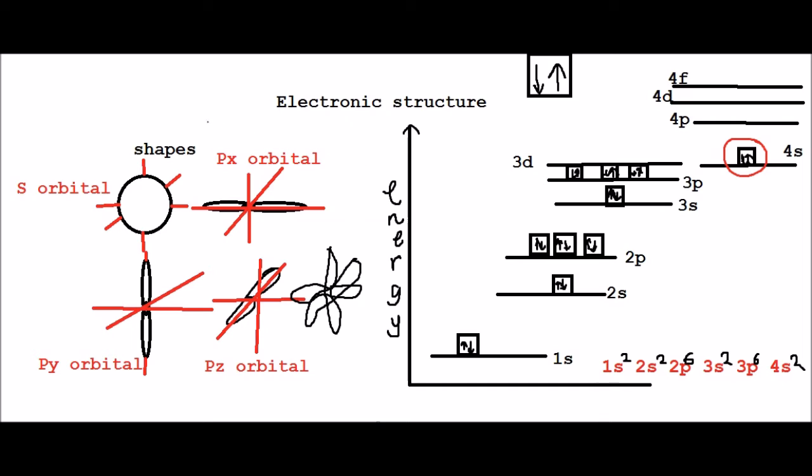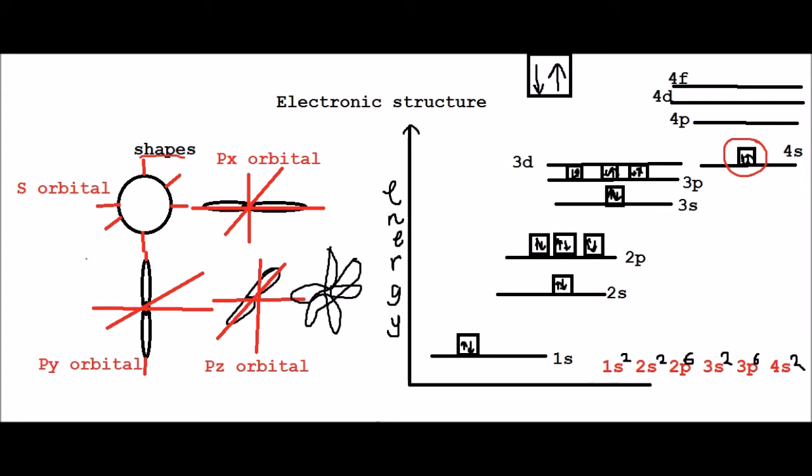Okay, so this video is split up into two things: shapes, and this side, which is electronic configuration. This is a really small part in the textbook, but I'm going to describe it anyway.